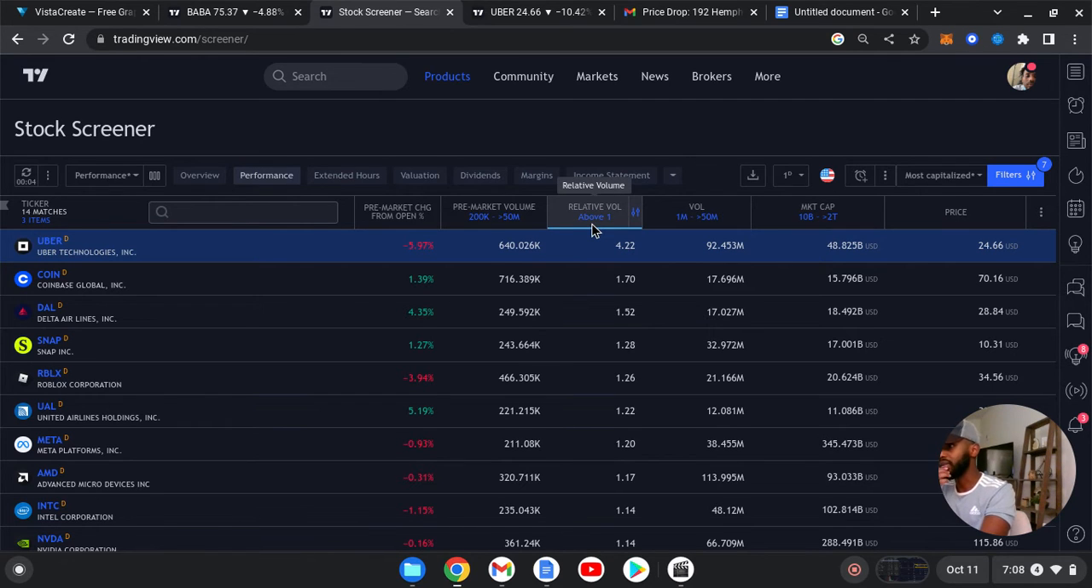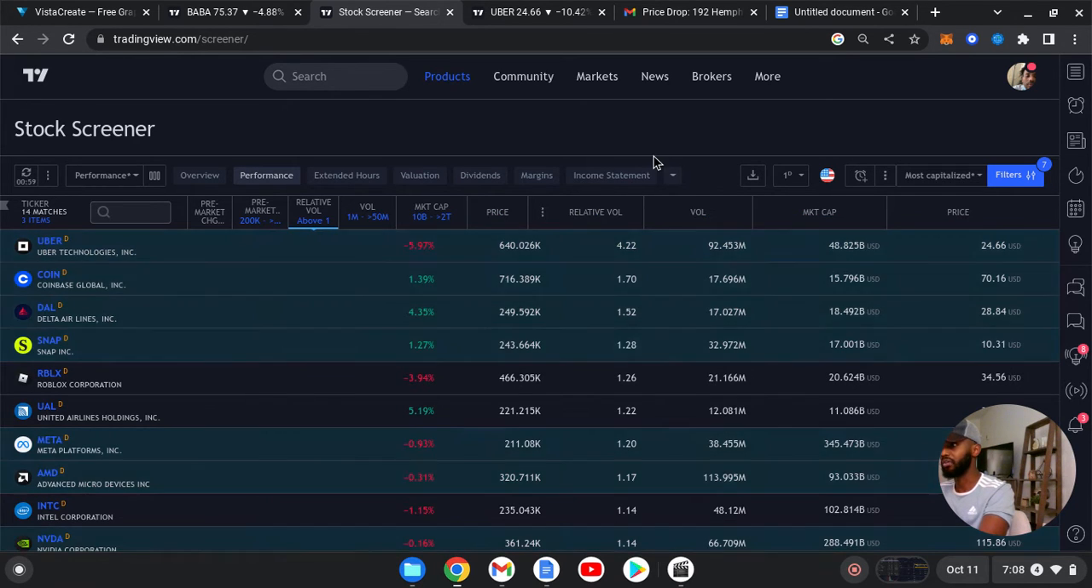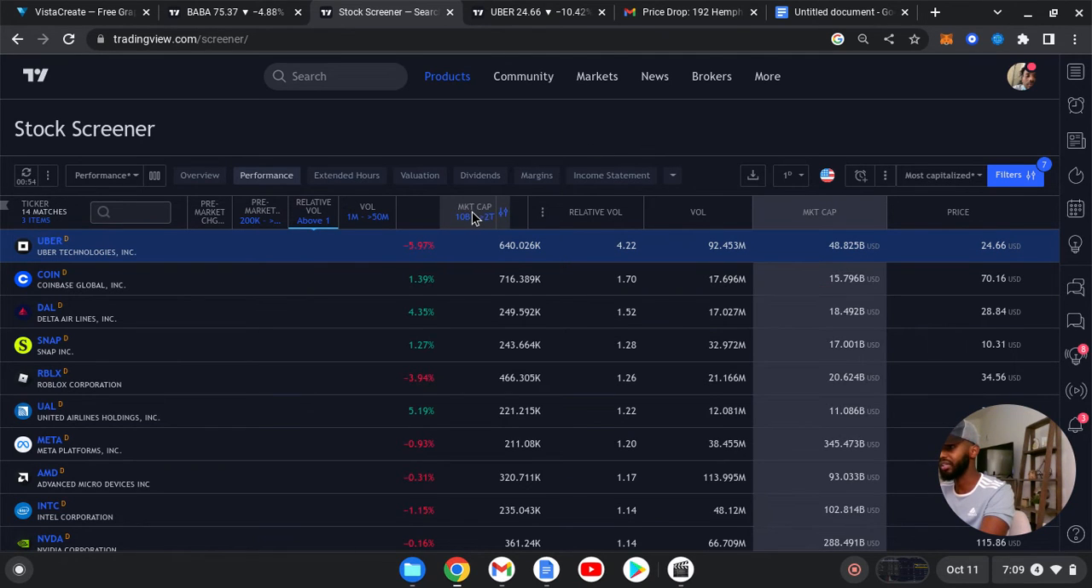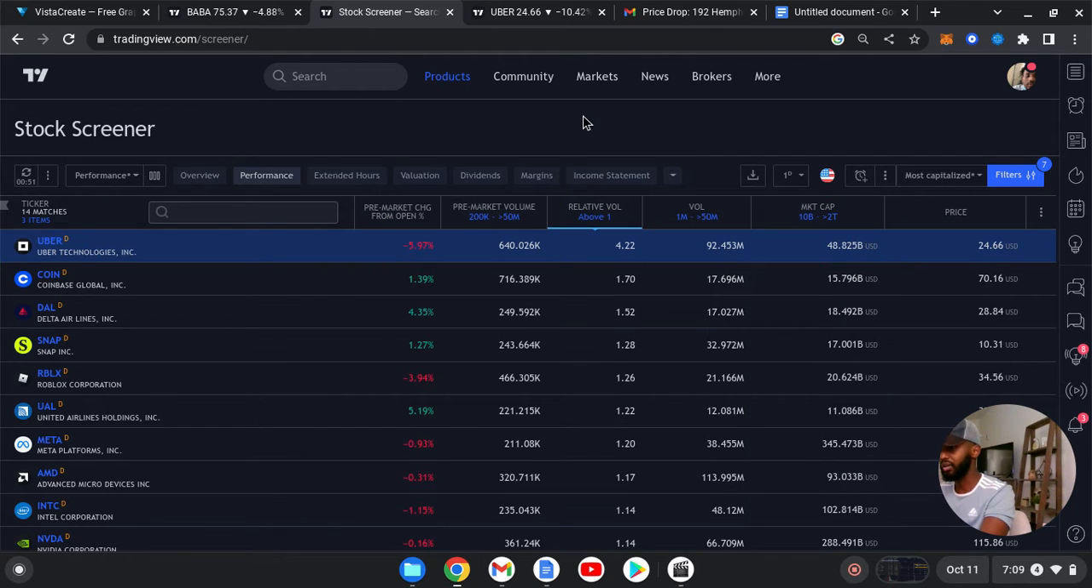Number three, relative volume. So relative volume means volume in comparison to daily volume. Sometimes it moves around like this too, guys. You just have to move it and match this up. But anyways, relative volume is volume in comparison to the normal volume. So if Uber is usually trading at 20 million shares of volume, today it's trading at 100 million shares of volume. That means it's 5 times greater than usual. So the relative volume would be 5.